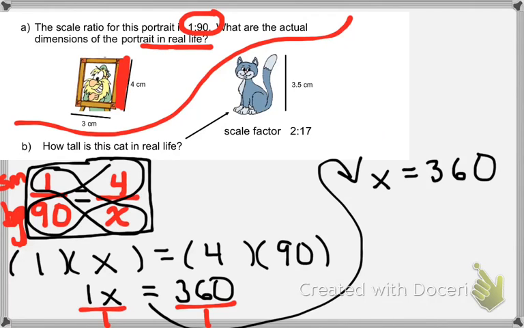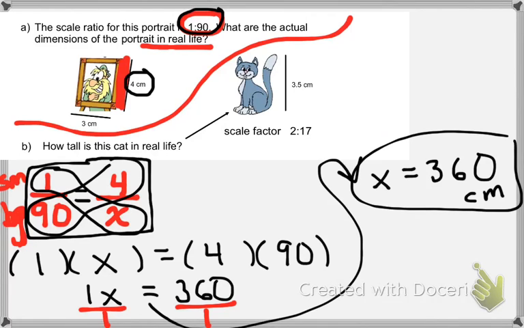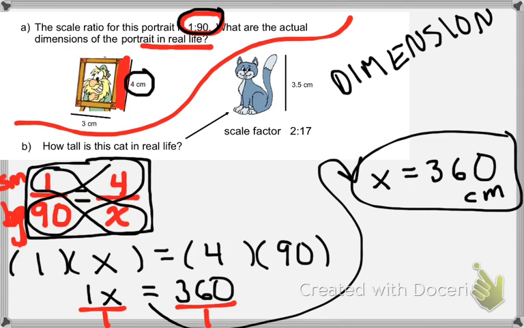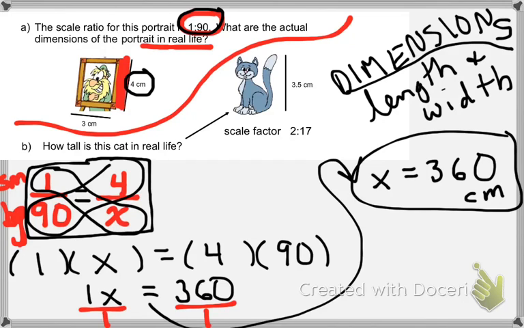Now for units, since they didn't give us different units, we assume they are the same units. Since the original length on the drawing on the paper was 4 centimeters, that means this actual height of the frame is also in centimeters. They want the dimensions. Dimensions are length and width. So we have our length. Now we have to do a calculation for the width.